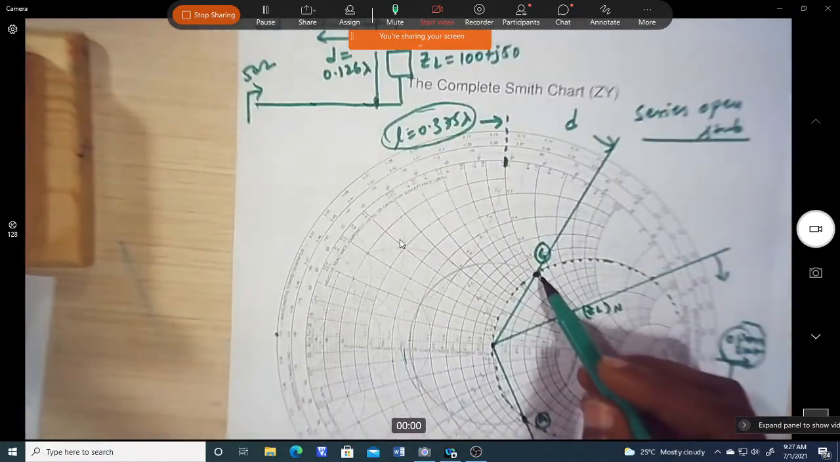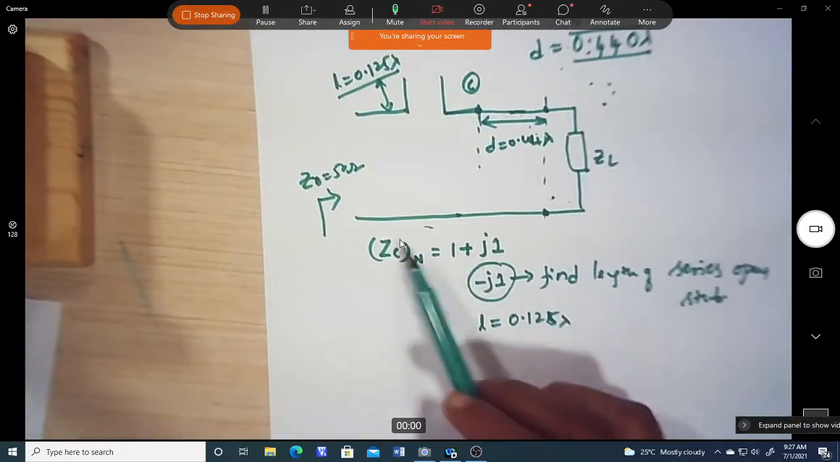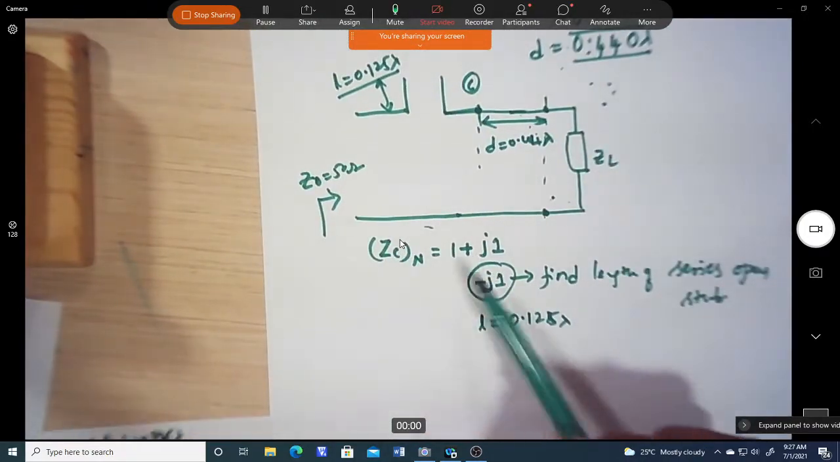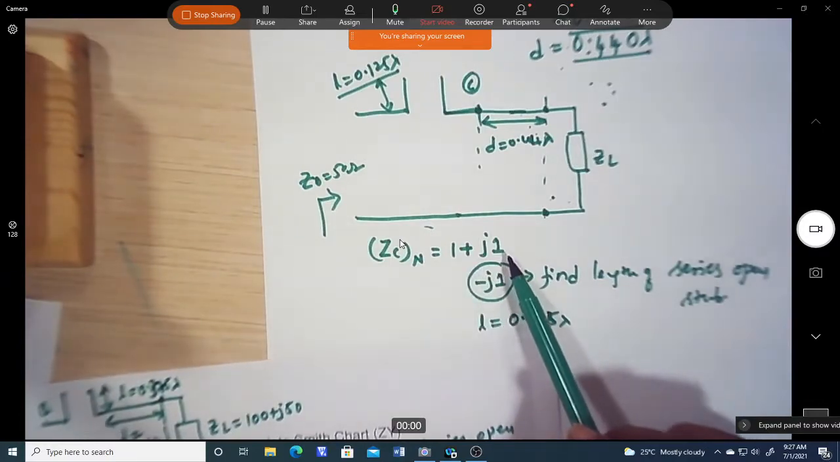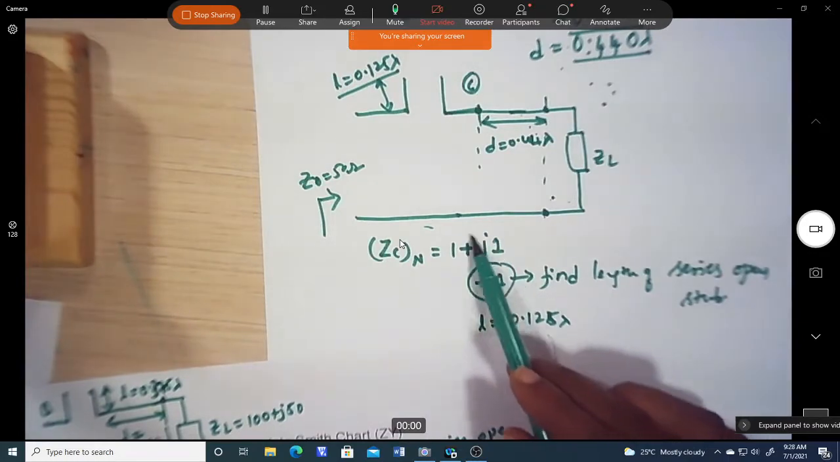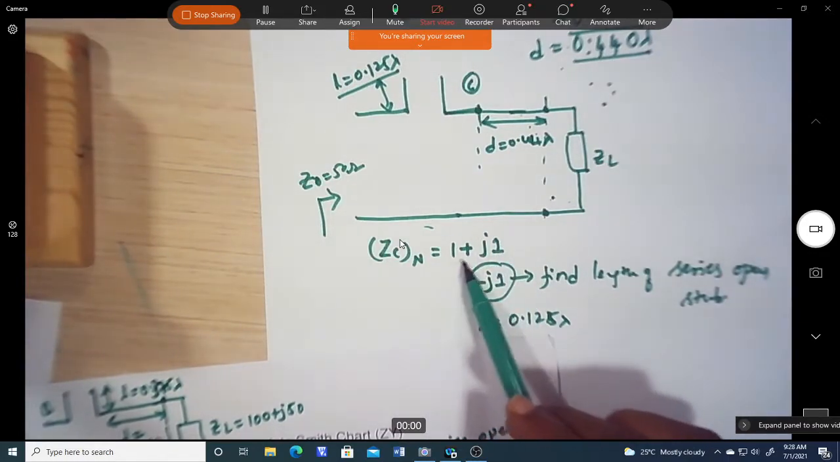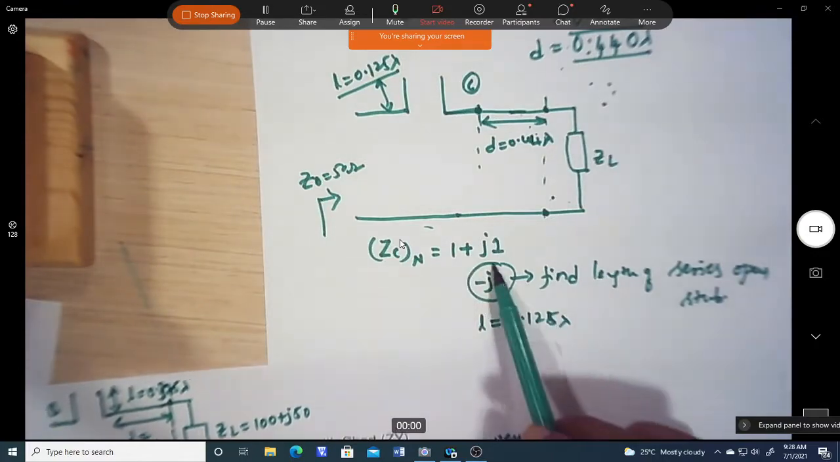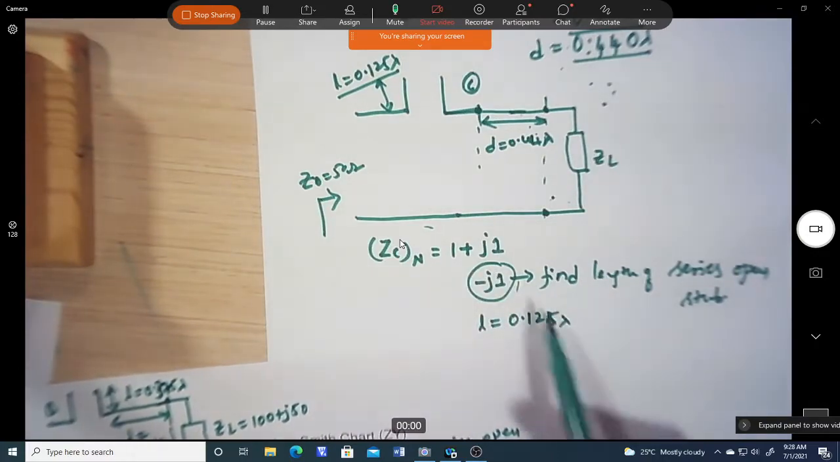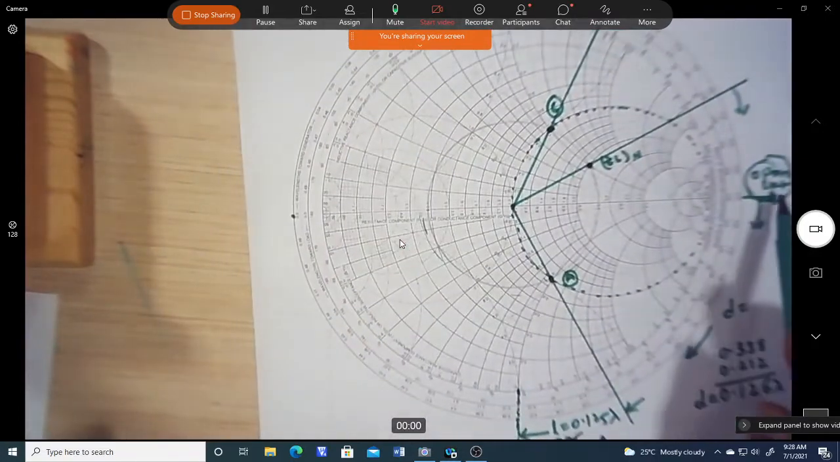Now at point C, we need to see what is the value of the impedance. That is nothing but 1 plus j1. Now we need to find out the length of the stub in order to cancel this reactance, to match the value to 1 ohm, or 50 ohm. So for this j1, we need to find again what is the length from the series open circuit point. So this is the open circuit point.